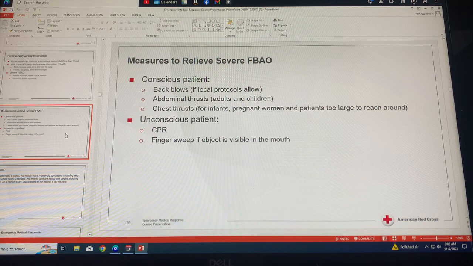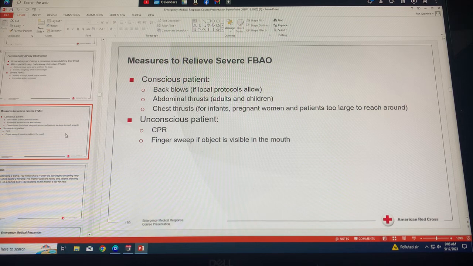Conscious patient. Measures to relieve severe foreign body airway obstruction in a conscious patient. When caring for a choking adult, several skills, abdominal thrusts, back blows, and chest thrusts have been shown to be effective at clearing an obstruction.